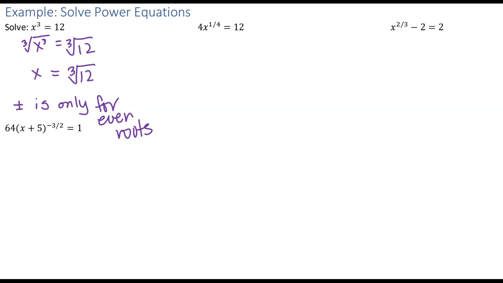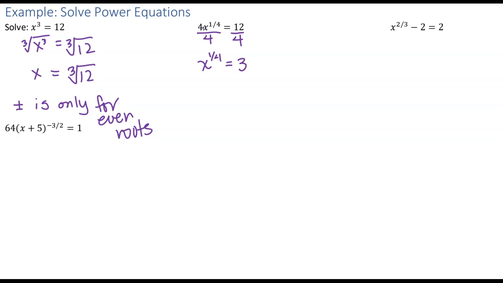Okay, so stepping it up just a little bit, we're basically going to be doing reverse order of operations when we have multiple operations. So this time we have the fourth root going on. We also have multiplication by 4. The multiplication would happen last in order of operations, so it's the first thing we get rid of when we solve. So if we divide both sides by 4, we get x to the fourth equals 3, x to the 1/4.